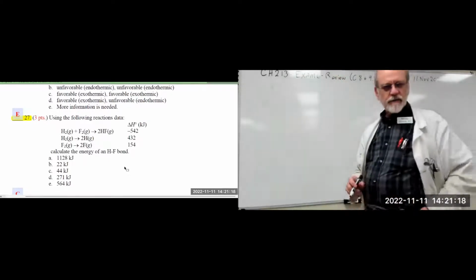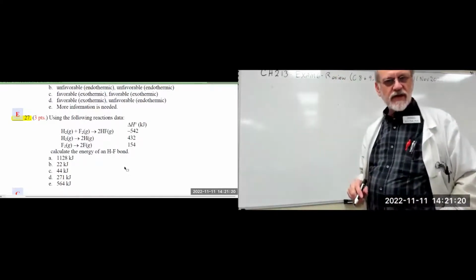27. Using the following reaction data, calculate the energy of an HF bond.